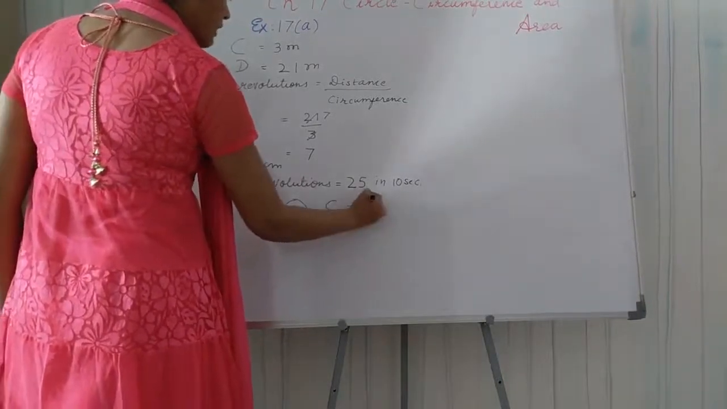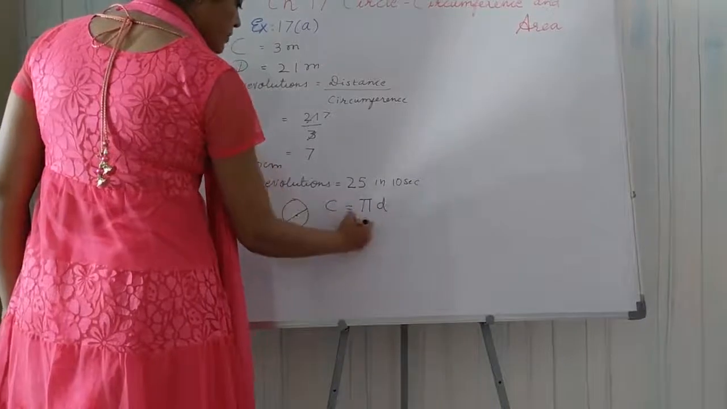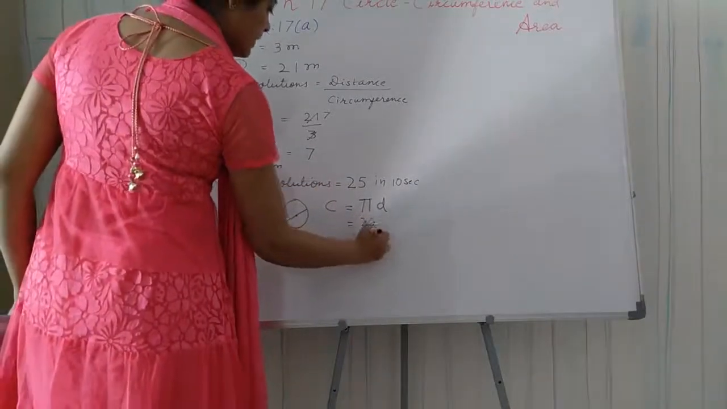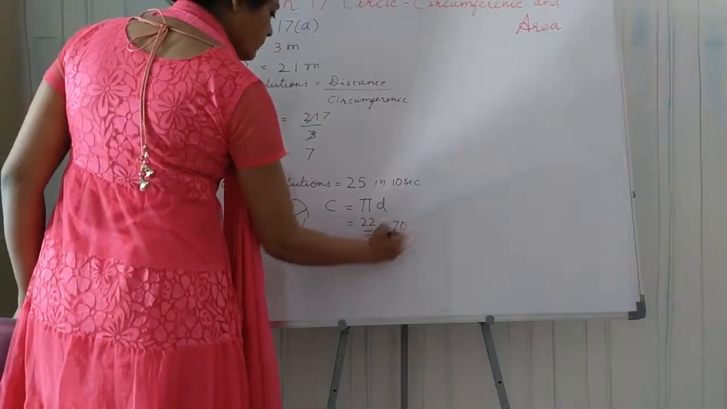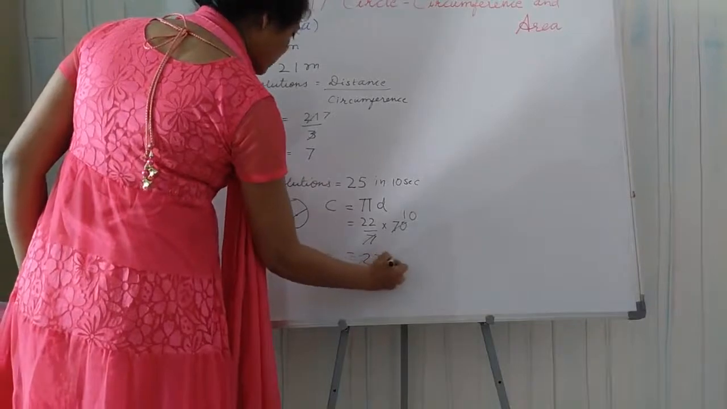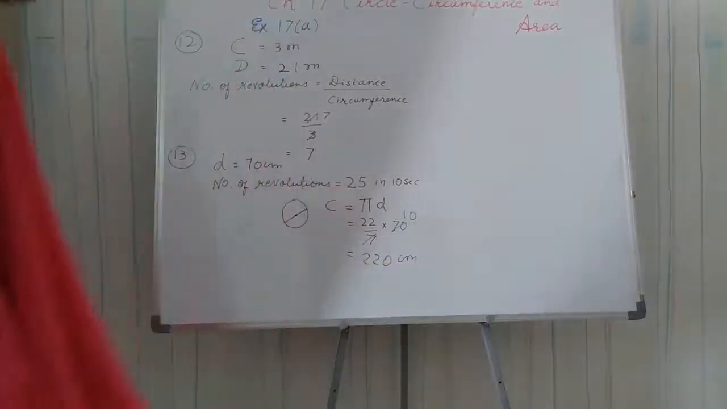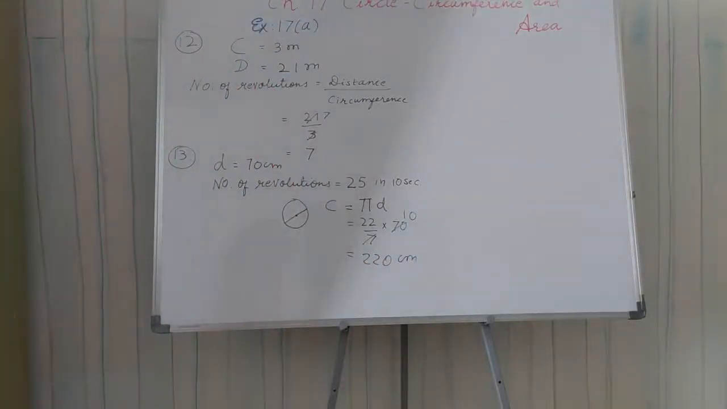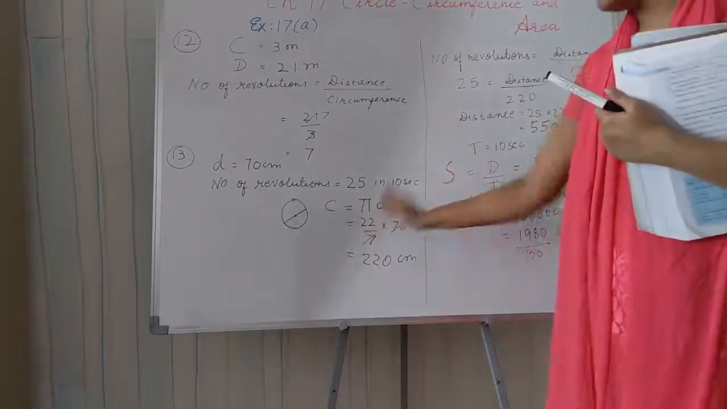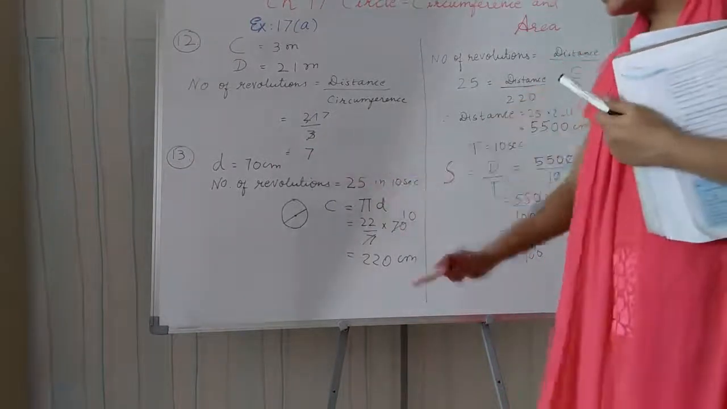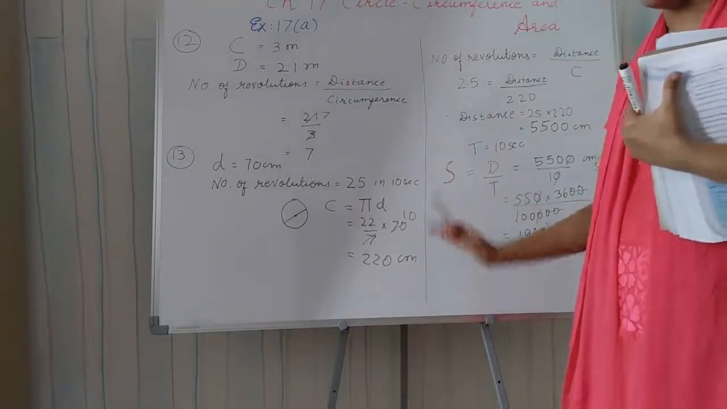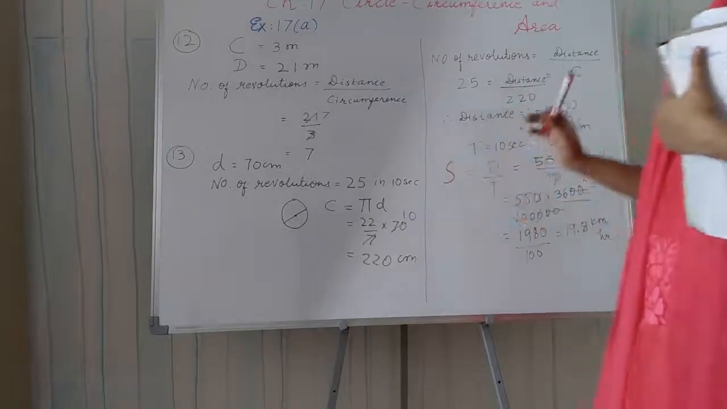C is 2 pi r, or we write pi d. So the pi value is not given specifically, so I use 22 by 7 and d is 70. So 7 tens are 70, this is 220 centimeters. This is the circumference we found. So students, after finding this circumference from the diameter, that is 220 centimeters, first of all we are finding our answer in centimeters only.